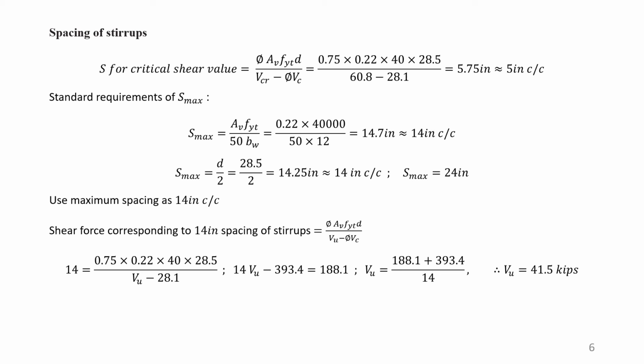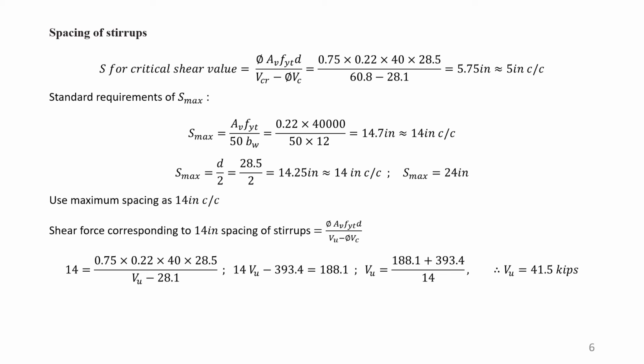Here S max = Ab Fyt divided by 50 bw is a requirement. Ab is 0.22, the area of a stirrup of 2 legs. One leg is 0.11, 2 legs is 0.22, Fyt is 40,000, and bw is 12. After calculating it, we got 14.7, and we will round it down to 14 inch center to center.